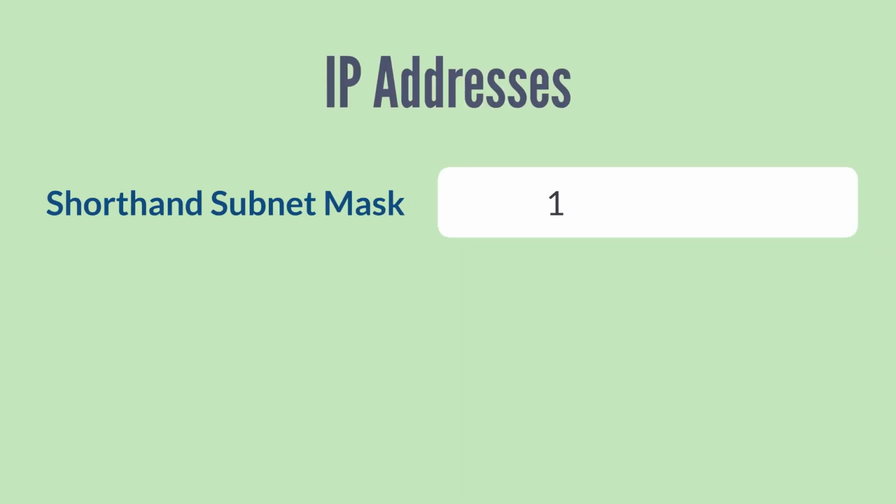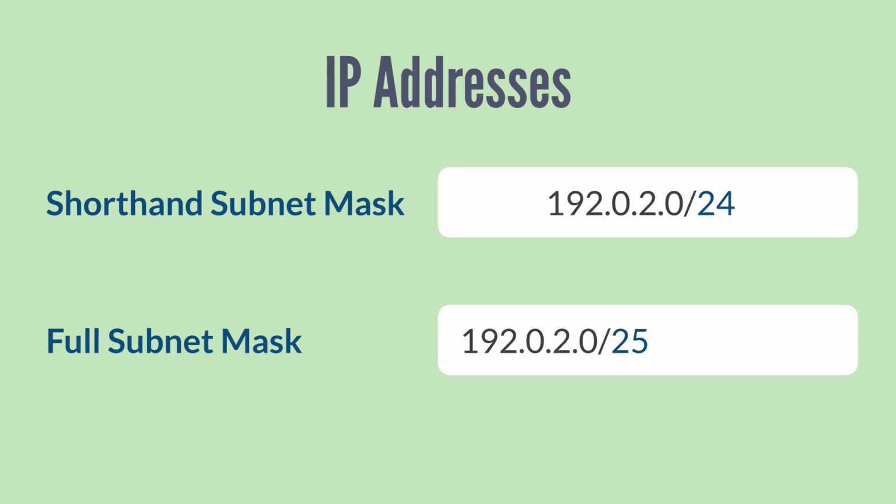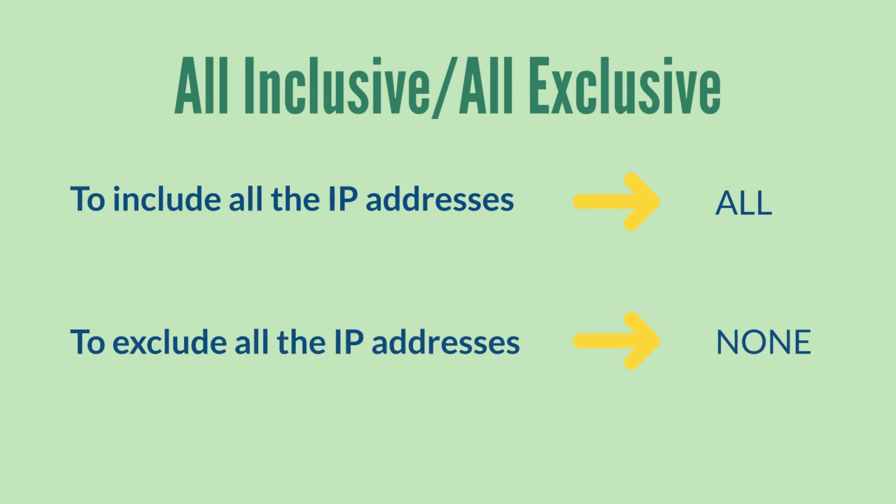If you are using a subnet mask to define your IP addresses, you can use either a standard shorthand such as 192.0.2.0/24 or the equivalent full subnet mask after the IP address such as 192.0.2.0/255.255.255.0. To include all IP addresses, write all in the text box. To exclude all IP addresses, write none in the text box.